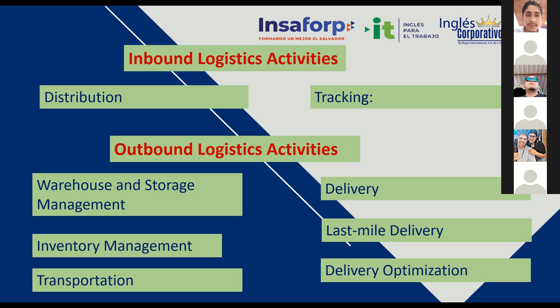And the last one, delivery optimization, that involves reducing the cost and the time, right? So it has to be quickly, and the customer has to receive the product fast. And that's being efficient, right? In the last exercise, okay? That's the last point. Any questions here?